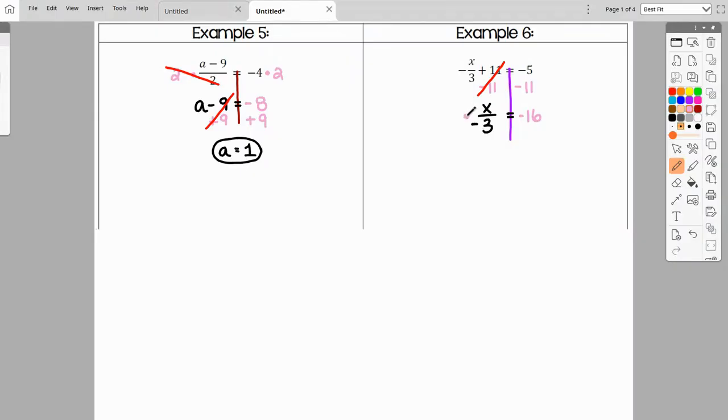So I'm going to multiply negative 3, and what I do to one side, I must do to the other here. The negative 3 cancels out with the division of negative 3 when it's multiplied, leaving me with just x on the left side, which is my goal. And then I do the result of negative 16 times negative 3 on the right side. That's going to be positive 48. X equals 48 is going to go ahead and be my answer here.